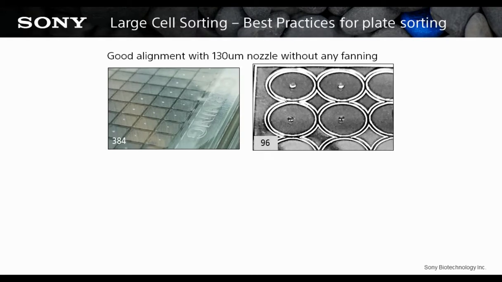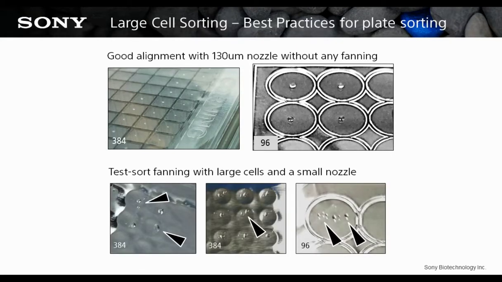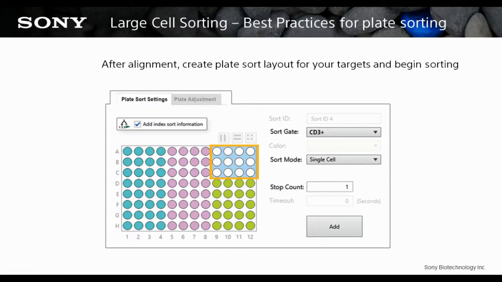So if you're sorting large cells, a 130-micron nozzle will help to deliver them to the centers of the wells. At the top of the slide here, you can see a puddle of 10 to 20 droplets that land perfectly. On the other hand, on the bottom is an example of using a smaller diameter nozzle, which may not get your cells into the well. Sony software allows you to sort different populations and different cell numbers in each well. So after you've performed plate alignment, you would then create a plate sort layout for your targets and begin sorting.